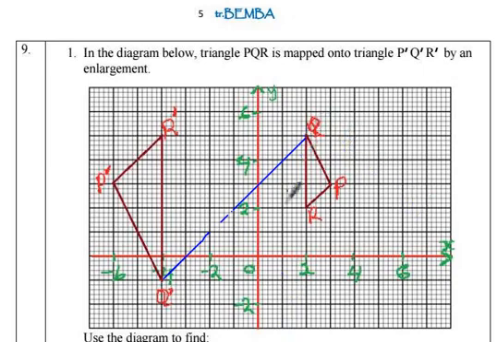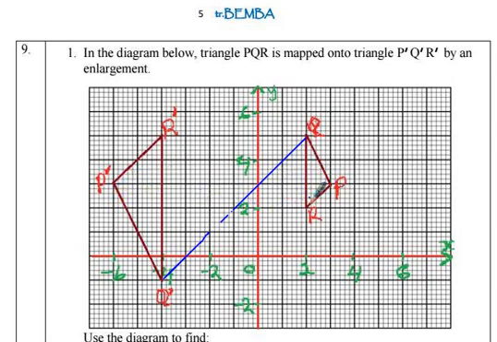Now, how do we get the coordinates? To obtain the coordinates of the center of enlargement, we connect corresponding object and image points. I hope you can see this line. This line was not given. I have just drawn it here. You use a ruler and you connect corresponding points. If I look at Q here, I'm supposed to connect it to Q prime. When I look at R, I connect it to R prime. When I look at P, I connect it to P prime. Two points are enough, but you can also use all of them.